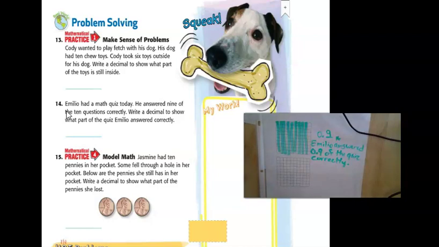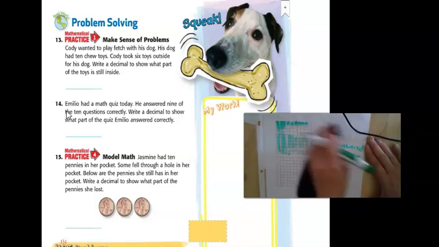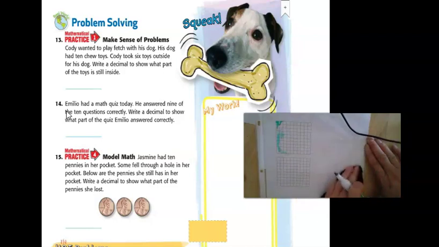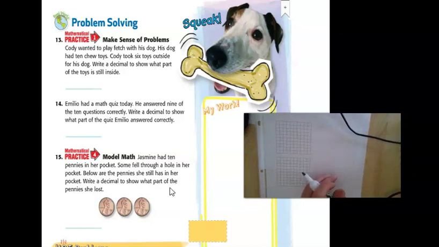Okay. Jasmine had, now we're looking at pennies. She had 10 pennies in her pocket. Some fell through a hole in her pocket. Below are the pennies she still has in her pocket. Write a decimal to show what part of the pennies she lost. Normally I would tell you the pennies are all the way out in the hundredths place, so you'd be looking at tenths, hundredths, and she would have 3. But since she only started with 10, we're looking at 10. So I wish they had used dimes instead, but let's work with what we've got.